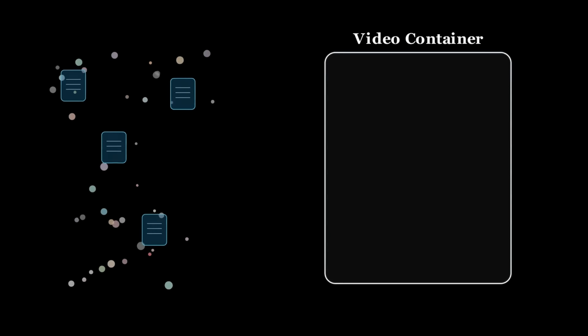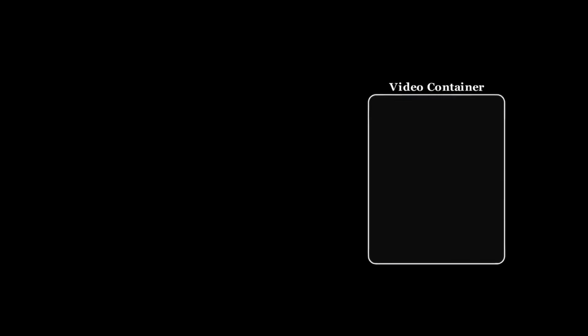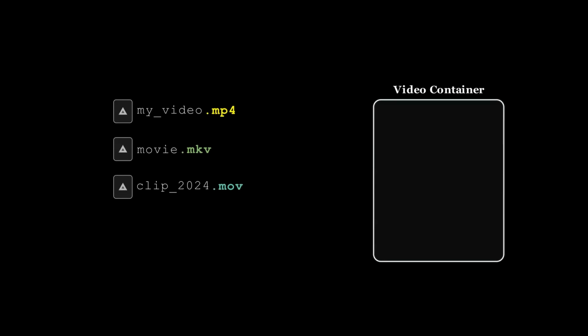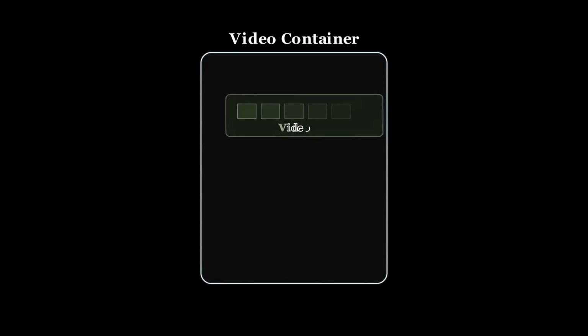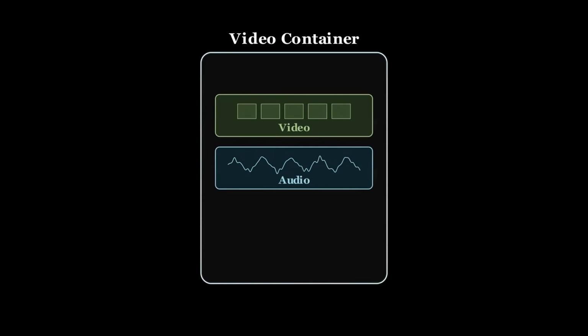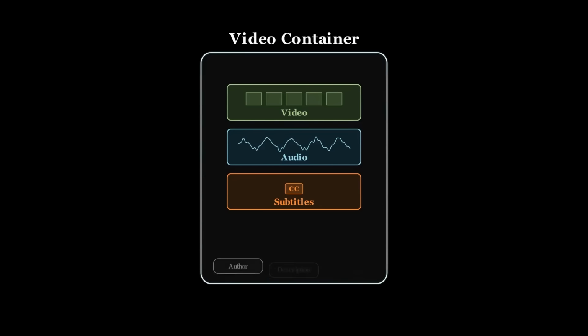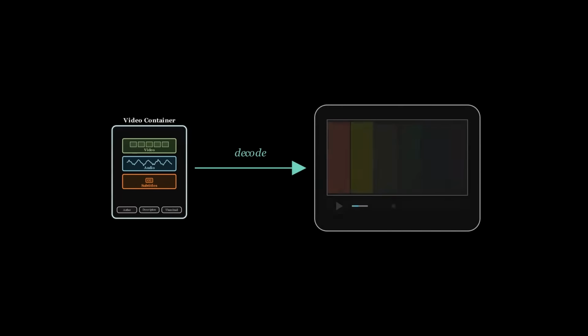Well, the first thing we want to think about is how we're going to store our file data into a video container. When you look at any video file, you'll notice it ends with a .mp4, .mkv, .mov, or something similar. This is called a video container because it holds all the video, audio, and subtitle tracks that are needed for you to play the video. Things like authors, descriptions, and thumbnails can also live inside the container. Basically, it's just a portable bundle that media players know how to decode.